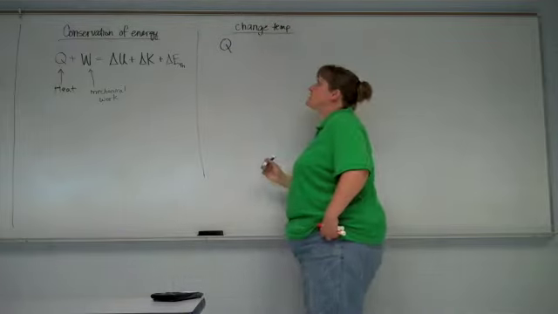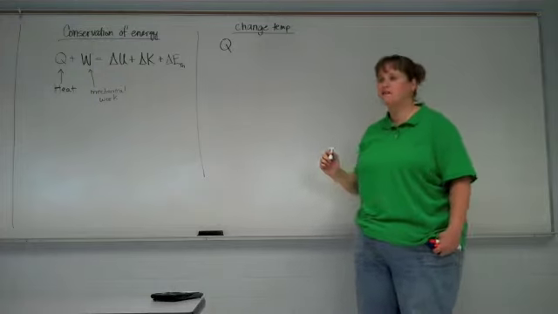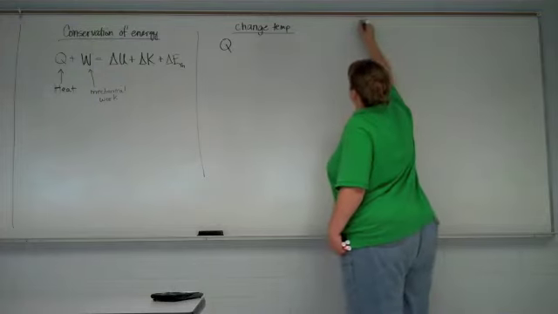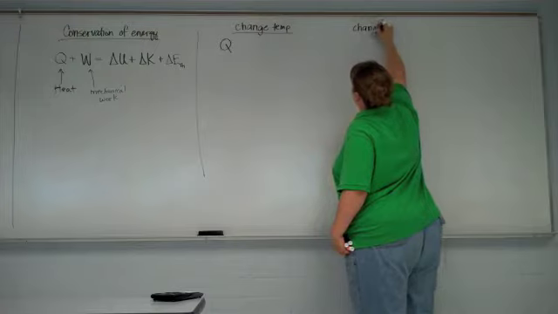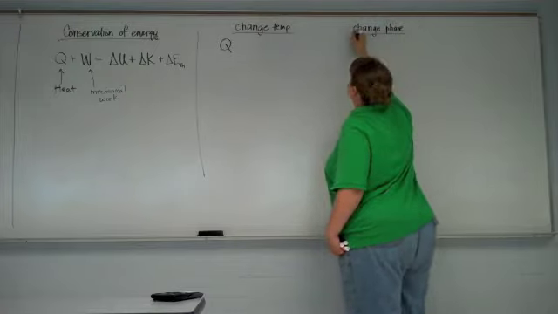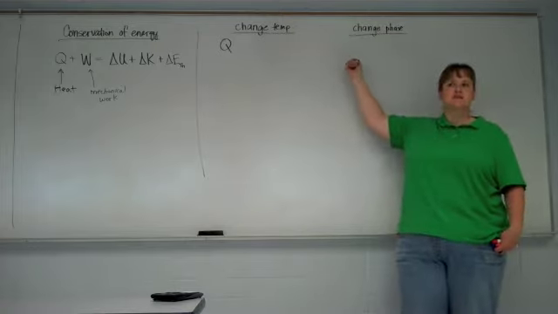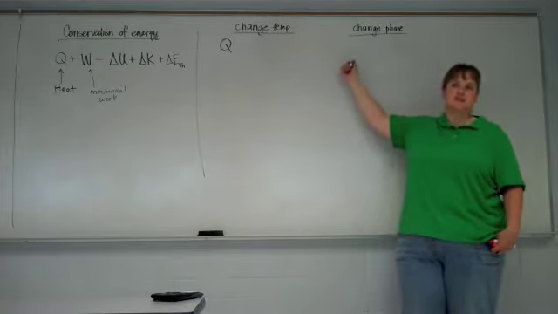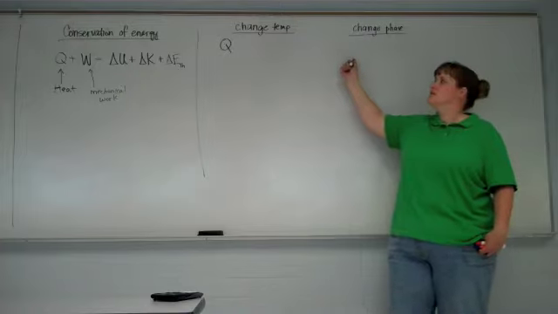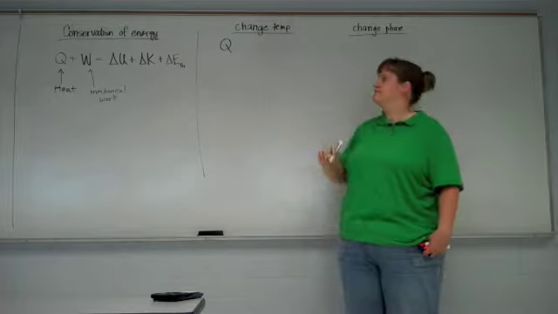We have an equation for heat if it's involved in changing the temperature of the system. And we have an equation for heat if we change the phase of the system. They're different equations because when you change the phase of a material, you're not changing its temperature. Its temperature stays constant. If you're changing the temperature, then the phase isn't changing.